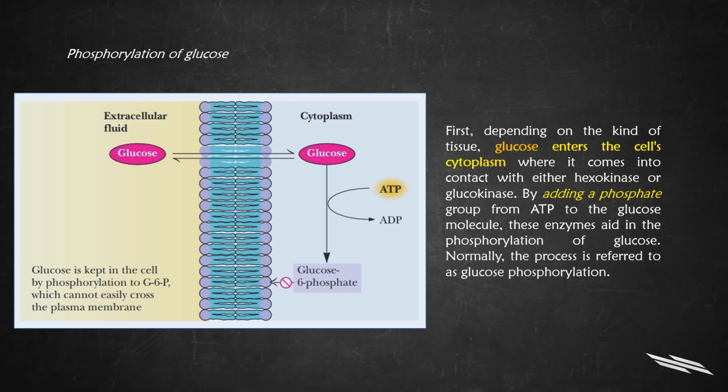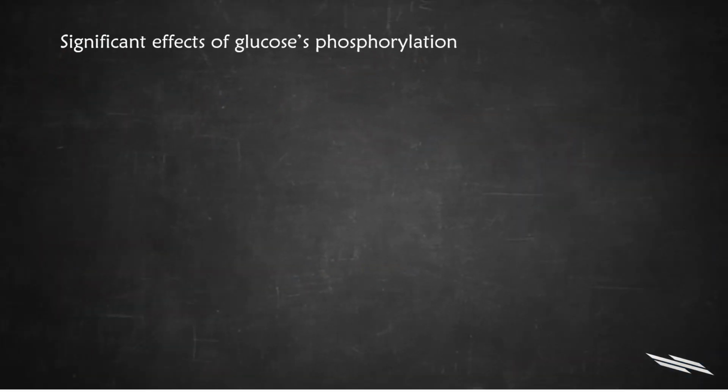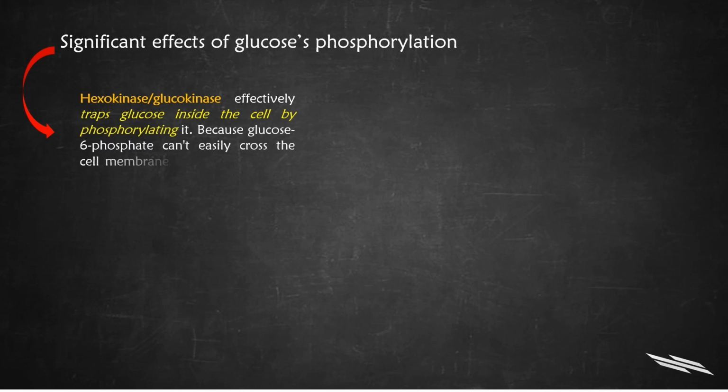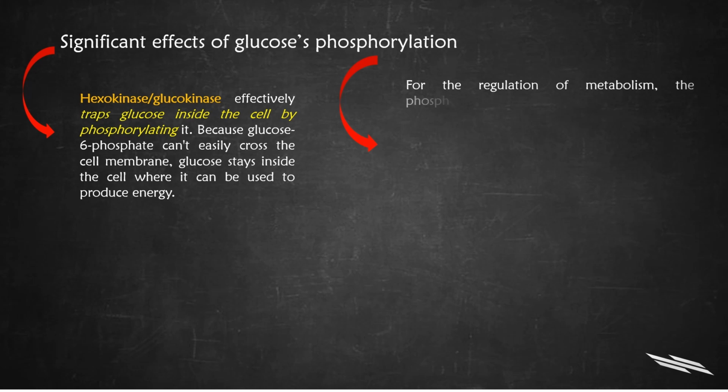Normally, the process is referred to as glucose phosphorylation. The phosphorylation of glucose has a number of significant effects. Hexokinase/glucokinase effectively traps glucose inside the cell by phosphorylating it. Because glucose 6-phosphate can't easily cross the cell membrane, glucose stays inside the cell where it can be used to produce energy. For the regulation of metabolism, the phosphorylation process is also crucial.